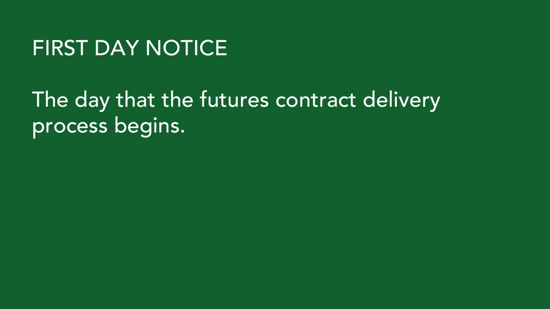So that's what we're talking about, first day notice. For farmers, you've got to understand that once you get the first day notice, you either flatten out the contract or you roll forward. For example, December corn futures will expire around the 15th of December, so the first day notice again is around that November 28th.